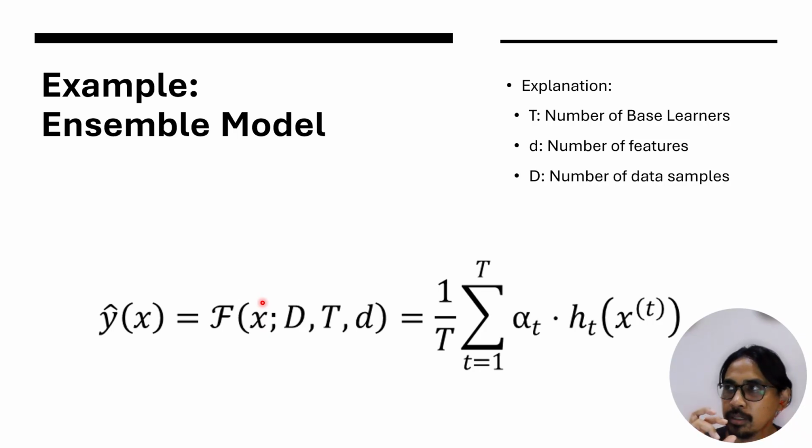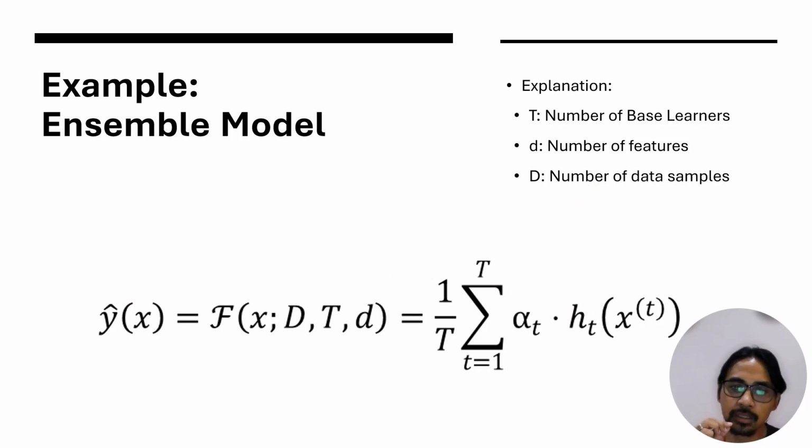So, for example, you are going to use an ensemble model for your data science thesis, and then you write down this equation. This long equation, for example, reads as the sum of alpha t times the model h t, which is a function of x t, which is then divided by 1 per t, which is a function of d, t, and d, where t is the number of base learners, and d is the number of features, and d is the number of data samples. So this is the theory.